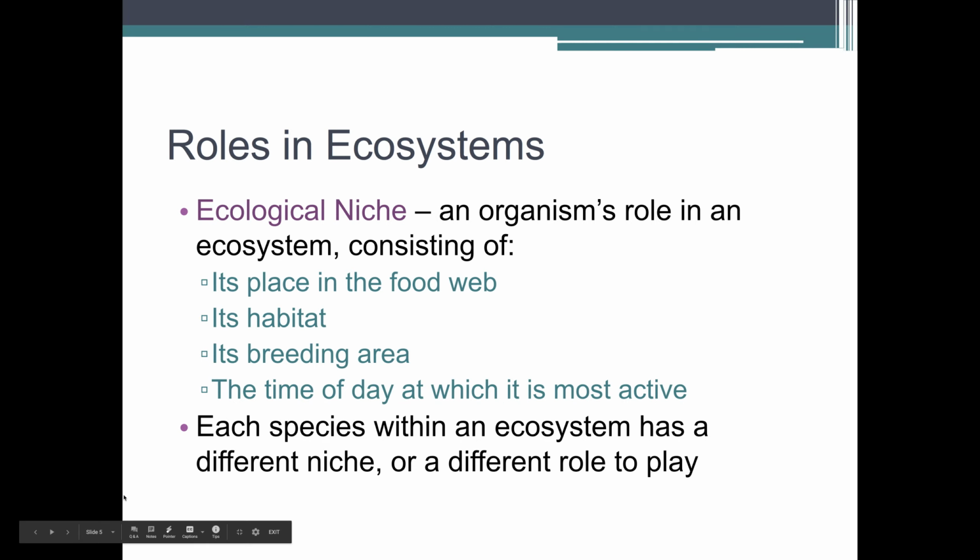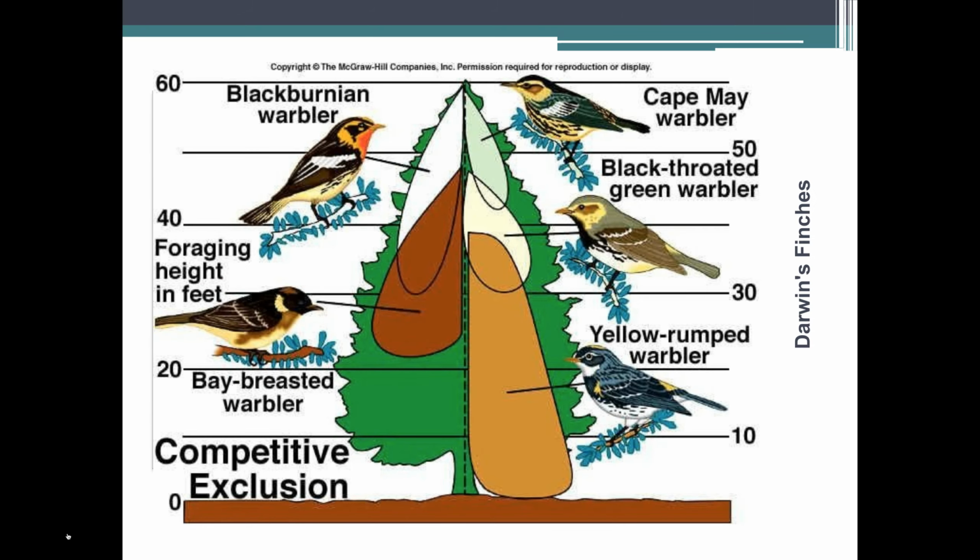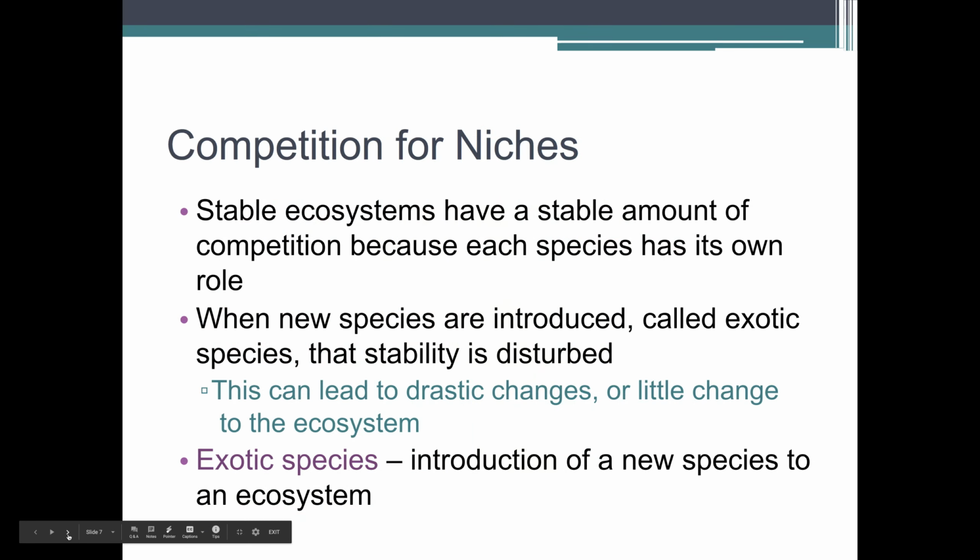Their habitats might be similar, and breeding areas, but there's going to be something that sets them apart. Okay, Darwin's finches are another example, and we'll talk about them a lot more when we get into evolution in the next chapter.